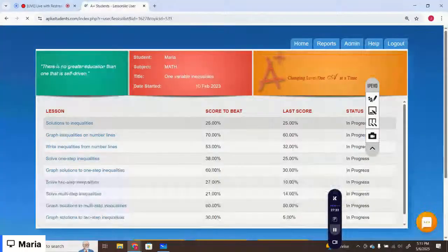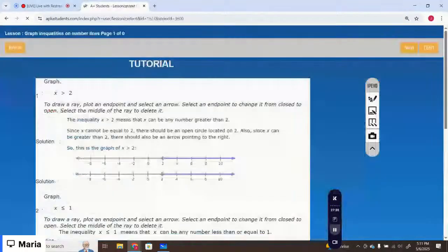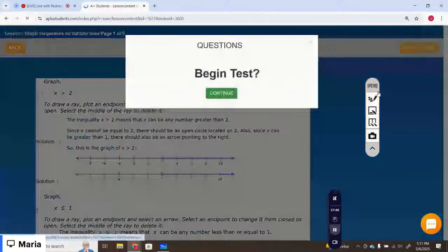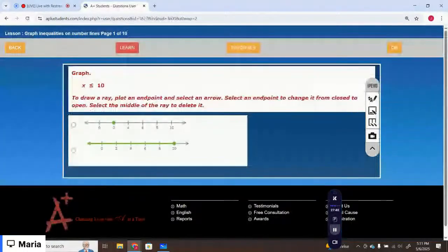Graph inequalities on number lines. Let's just start with the lesson. Let's just start with the test questions. Graph x is less than or equal to 10. So option number two is the correct option. We have a circle on 10, because 10 is also a solution, and all the numbers that are less than 10. So point to the left. Option number two is the correct option.